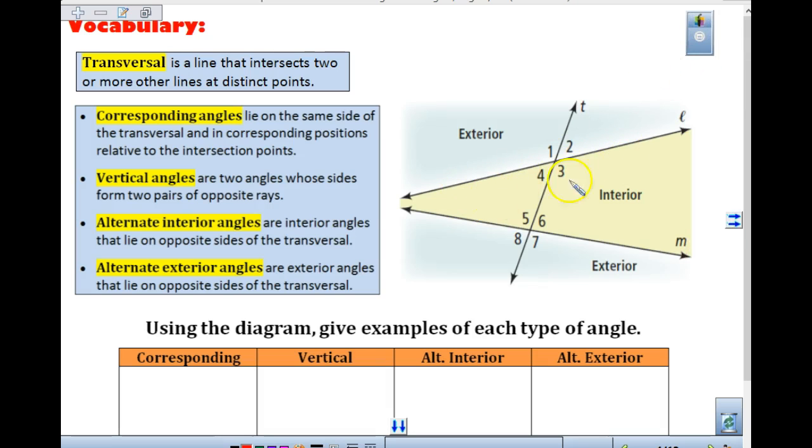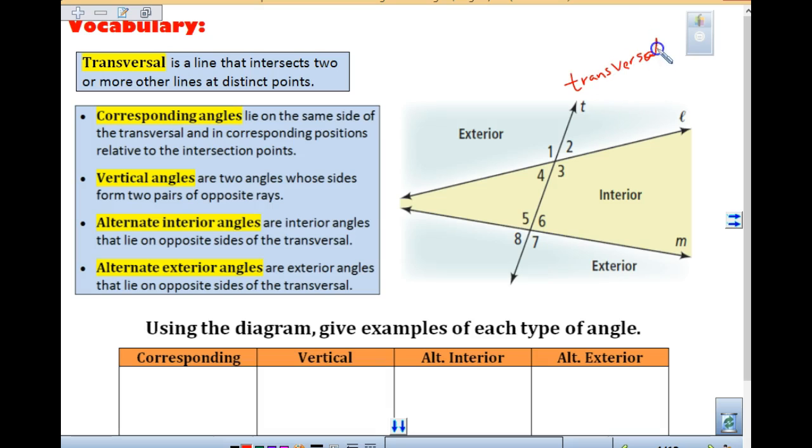So when you look at this picture, there's all of these angles. This is line L, this is line M. This is our interior between those two lines. This is the exterior. These are not parallel lines. Almost everything in our assignment is going to be parallel lines. This line right here, please write next to it, is called our transversal.